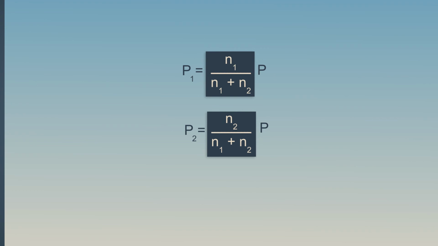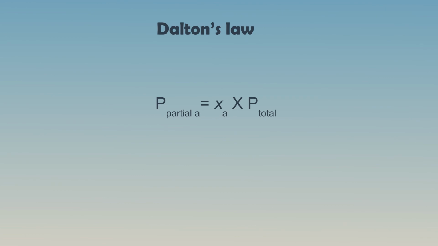Now, this part should appear familiar to you. This is actually the mole fraction of the first component of gas, and this is the mole fraction of the second component of gas. This gives us Dalton's law of partial pressures, which says the partial pressure of any component of a gas is total pressure times the mole fraction of the gas. Remember this expression. We will be using it a lot for solving problems.